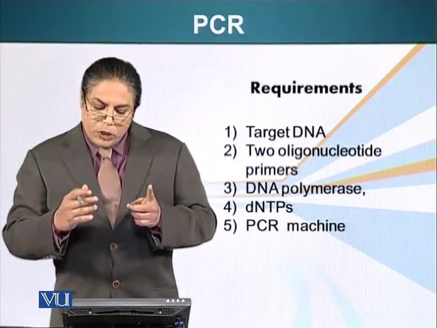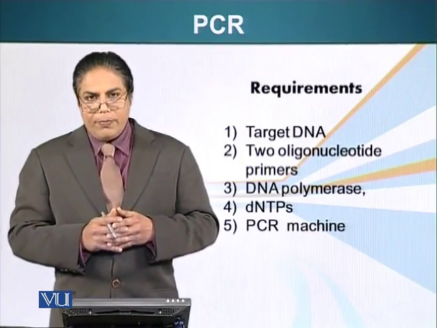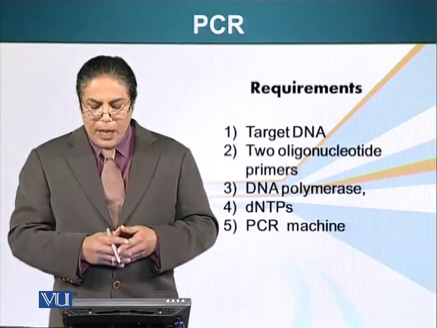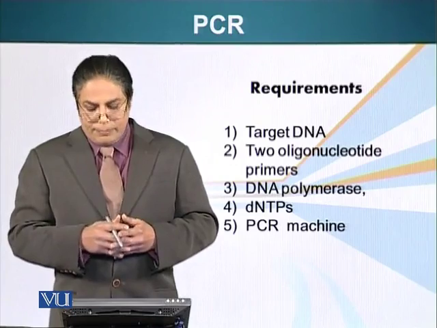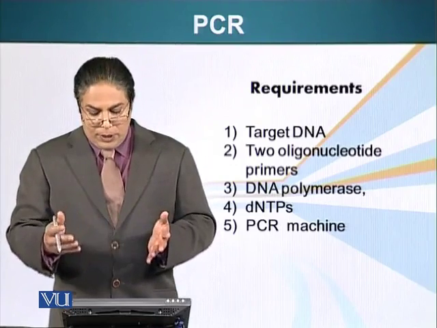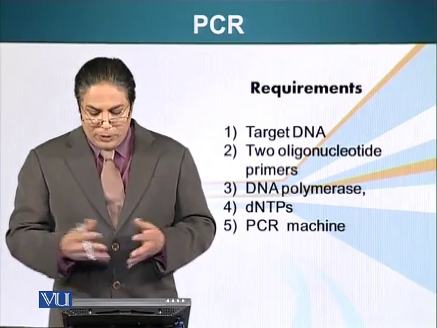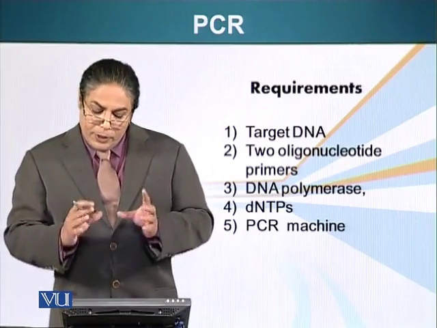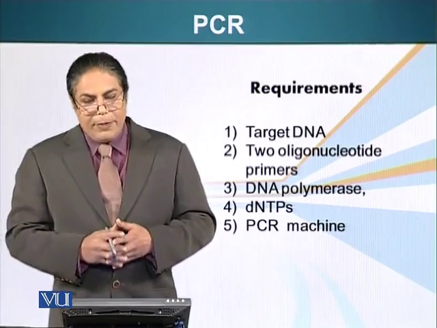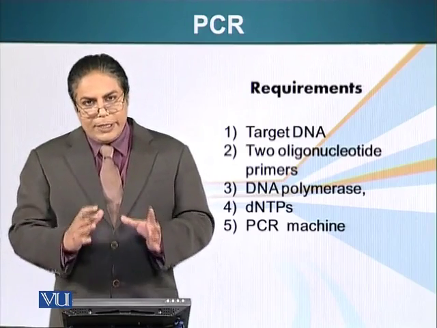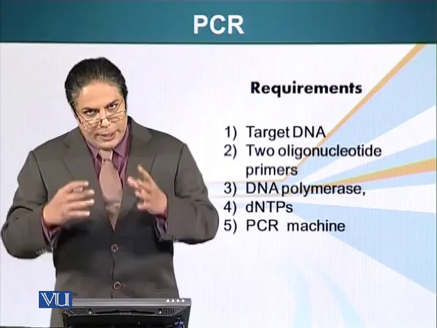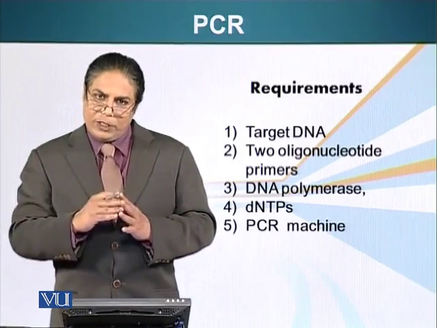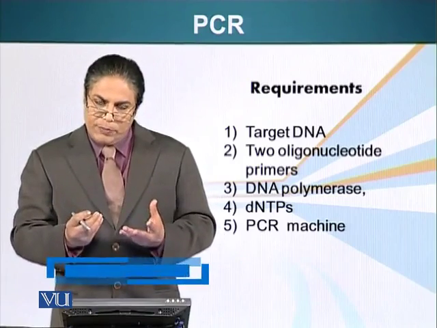We need 2 oligonucleotide primers. I'll show you what I mean by that. We need DNA polymerase. We need that for replicating DNA in the cell also. We need the raw material, dNTPs, the nucleotides, and we need the PCR machine. A PCR machine basically is equipment that can change the temperature of the sample or the reaction mixture.